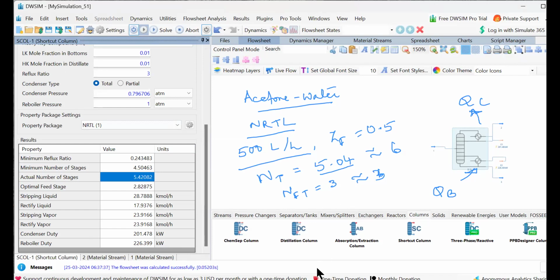We'll go to the next video and check how to proceed with these particular results obtained. We will try to work on the sensitivity analysis.